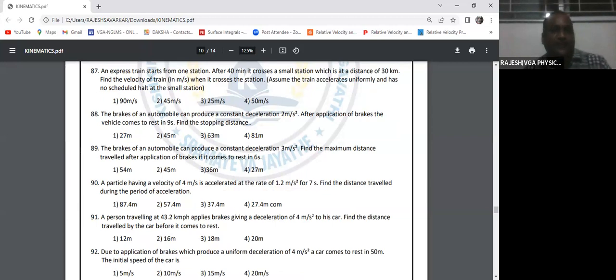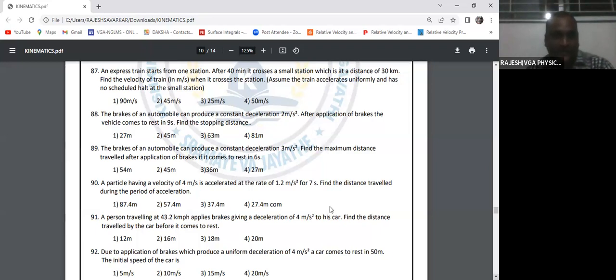Then the brakes of an automobile can produce a constant deceleration of 3 meters per second square. Find the maximum distance traveled after application of brake if it comes to rest in 6 seconds. This is also the same: s = vt minus half a t square. Vt is 0. Half a t square is 1 by 2 a t square, that is 18 threes, 54 meters.